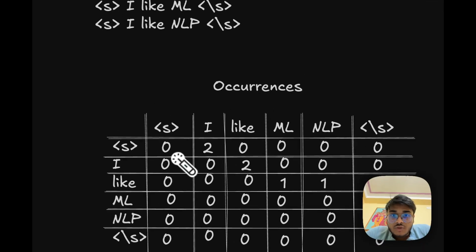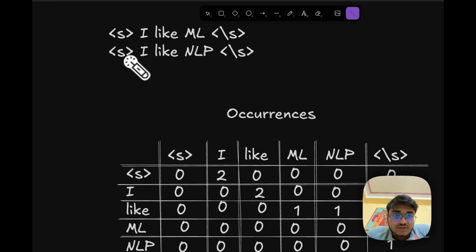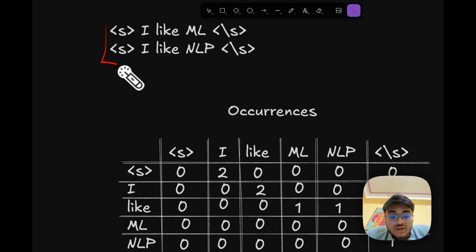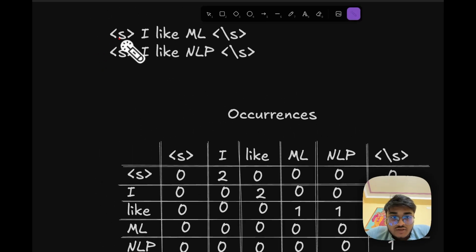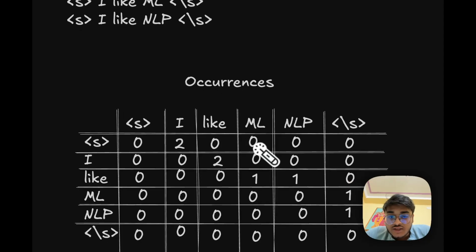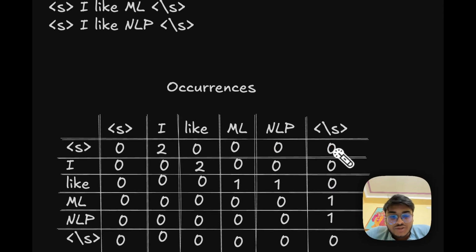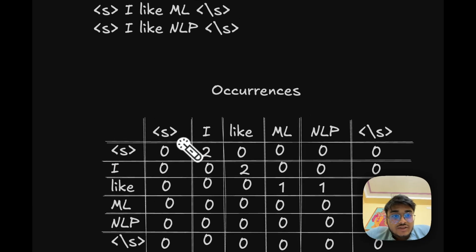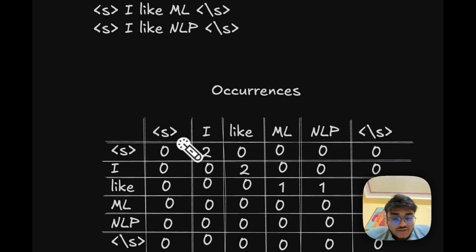So that's why I'm putting 0 right here. What is the probability of I coming after the start of the sentence? It is 2 times in the corpus. It is coming after the start of the sentence. Like is 0, obviously like is not coming after the start of the sentence. ML is 0, NLP is 0, the end of the sentence is 0. You can pretty much calculate it on your own. I coming before S, obviously not true.